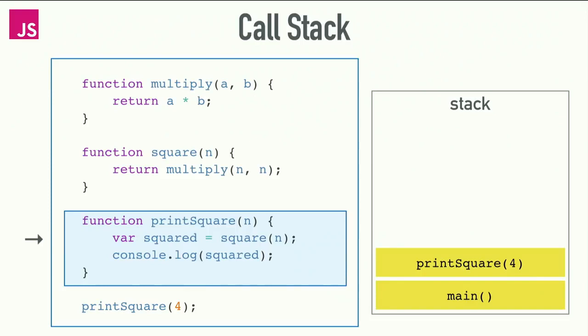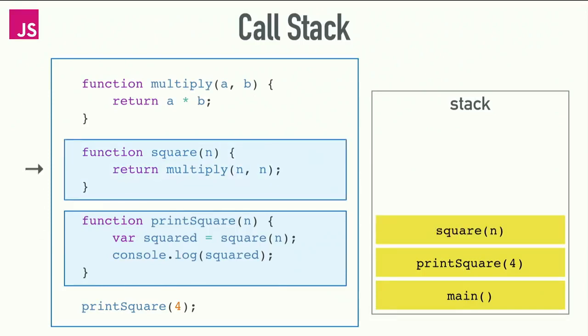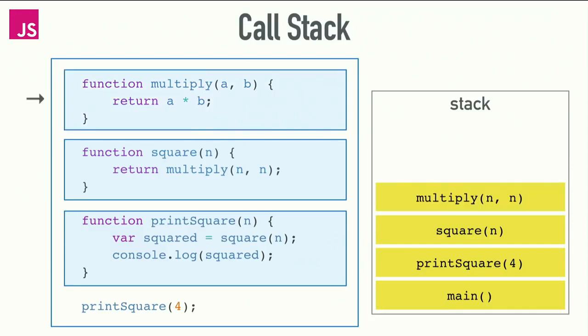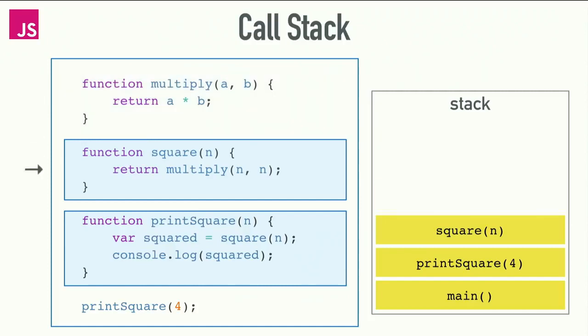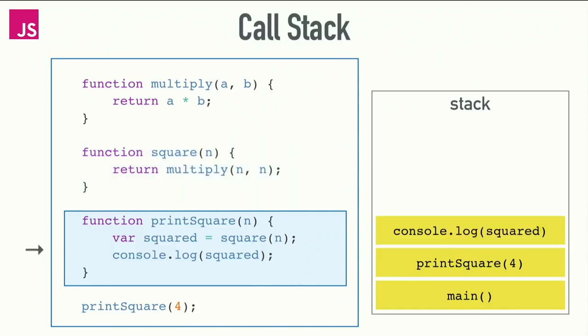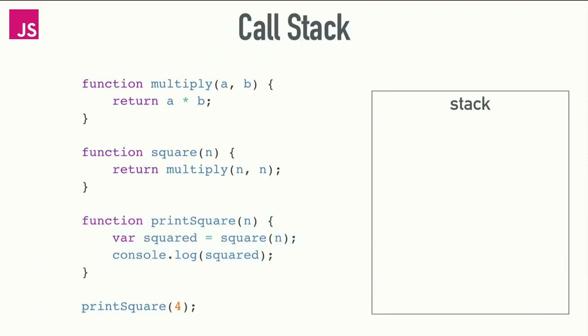And immediately inside print square, we're going to call square, which we push onto the stack, which calls multiply. And now we hit a return statement, right? We multiply a and b, and we return. So I said when we return, we pop something off the stack. So pop multiply off the stack, return into square, return into print square, console.log. Print square now has no explicit return, but it's implicit because we got to the end of the function, and we're done. Right? So that is a visualization of the call stack. Does that make sense? Yes, Phil.